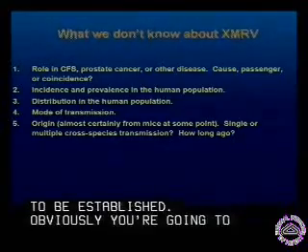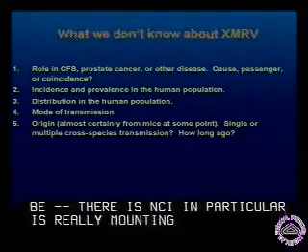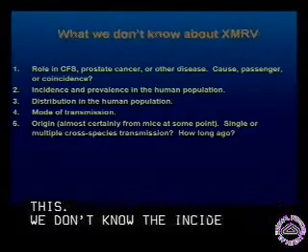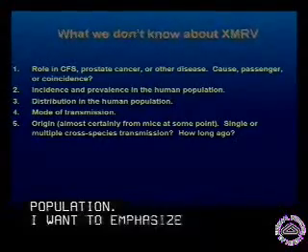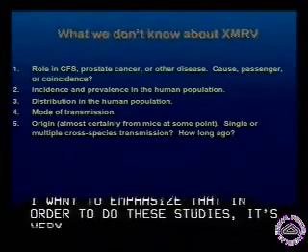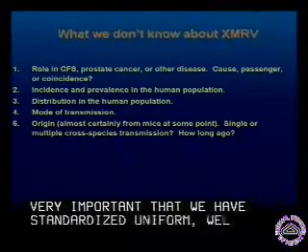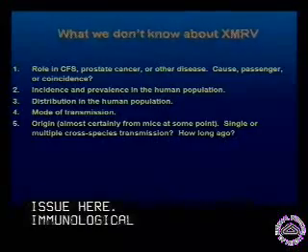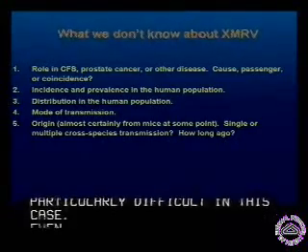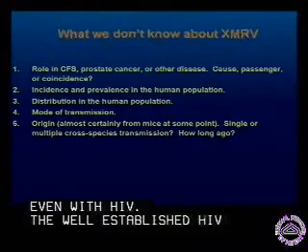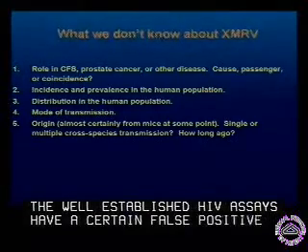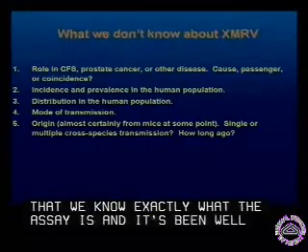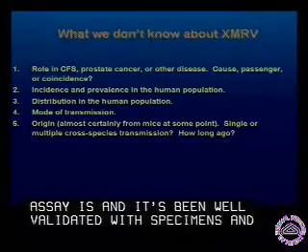NCI in particular is really mounting a big effort intramurally, at least, to develop this. We don't know the incidence and prevalence in the human population. I want to emphasize that in order to do these studies, it's very important that we have standardized, uniform, well-validated, and reliable assays. This is really the critical issue here. Immunological assays are particularly difficult in this case. Even with HIV, the well-established HIV assays still have a certain false positive rate. And so it's really critical that we know exactly what the assay is, that it's been well validated with well-standardized specimens, and everybody is on the same page, ideally using the same assay for these studies.